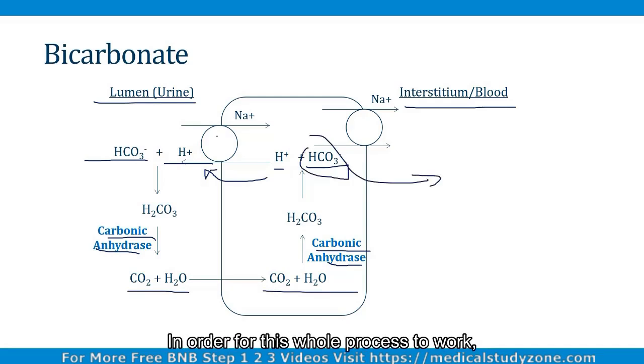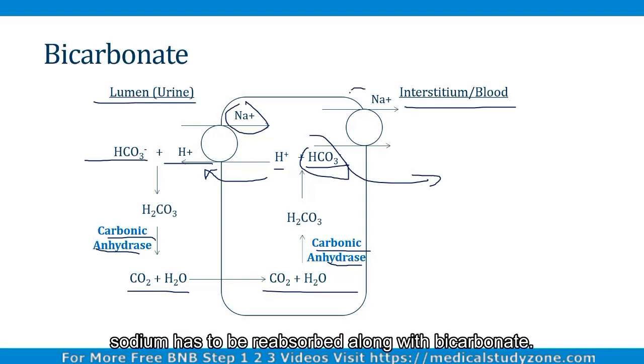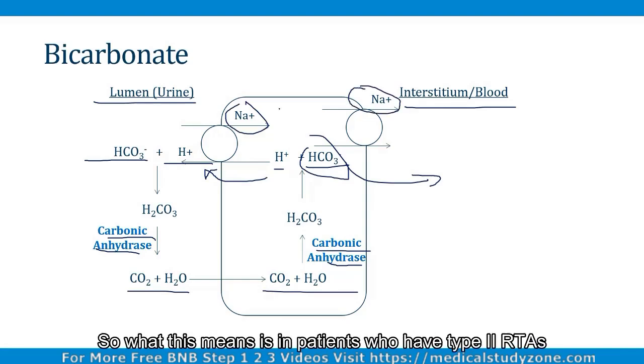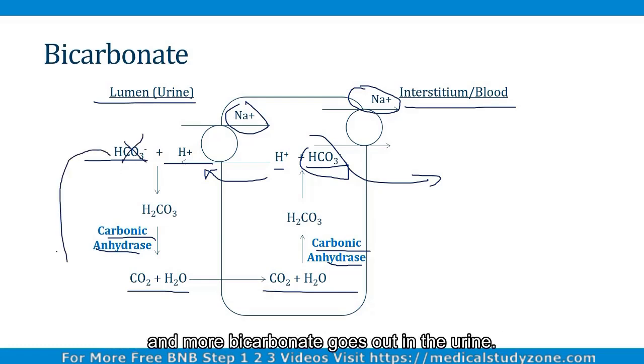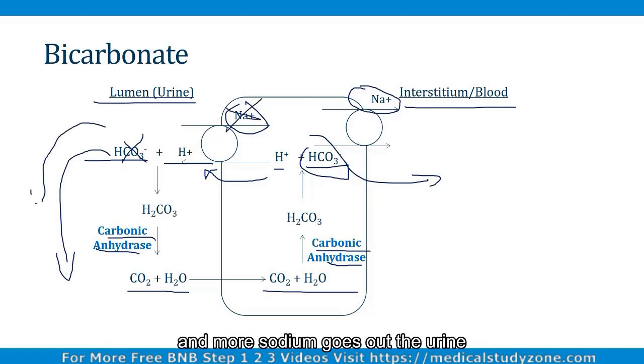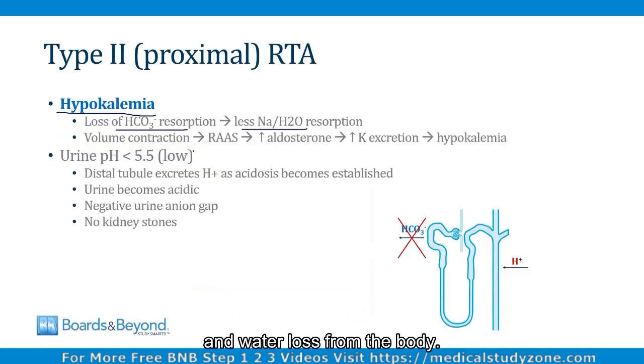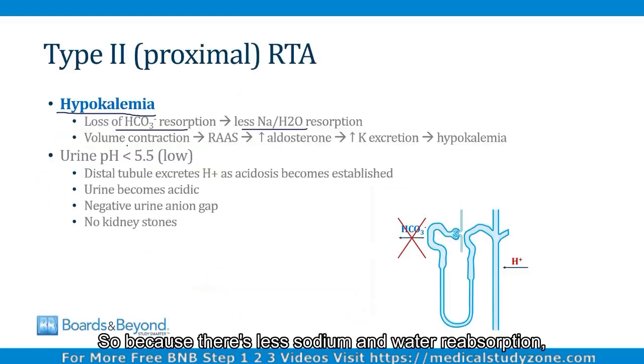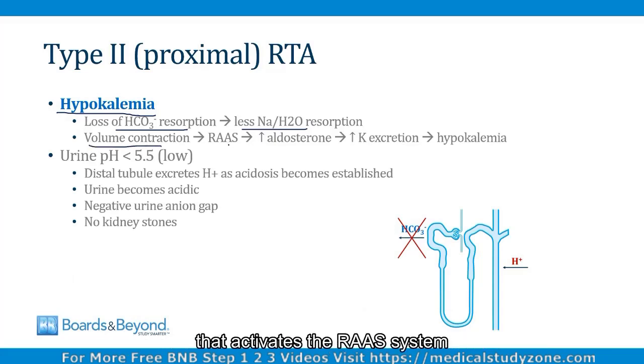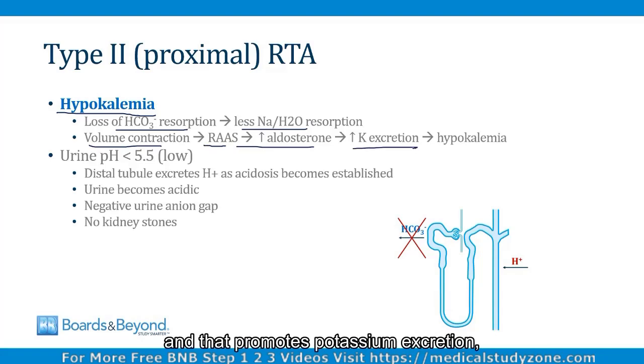In order for this whole process to work, sodium has to be reabsorbed along with bicarbonate. So what this means is in patients who have type 2 RTAs, they reabsorb less bicarbonate and more bicarbonate goes out in the urine. And in addition, they reabsorb less sodium and more sodium goes out in the urine. And sodium will take water with it, so therefore there's going to be sodium and water loss from the body. So because there's less sodium and water reabsorption, there's some volume contraction. That activates the RAS system, which increases aldosterone levels, and that promotes potassium excretion, and therefore hypokalemia develops.